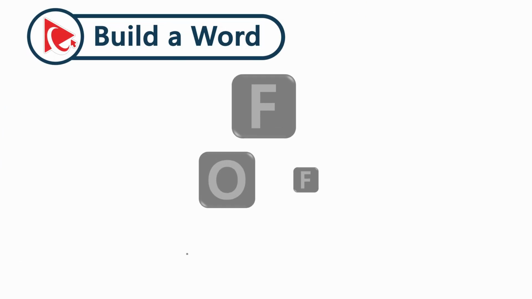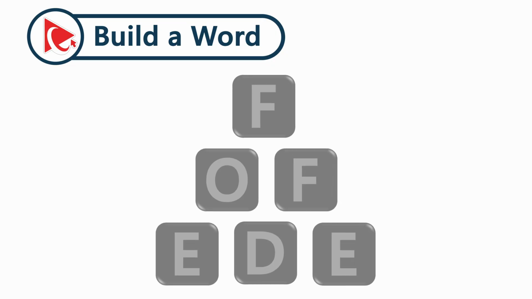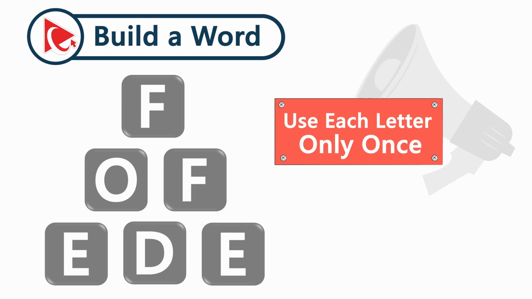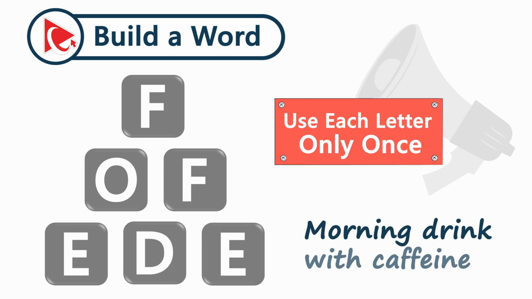You're presented with 6 letters, and you need to build a word by using each letter only once. The letters are F, O, F, E, D, E. And to make sure you get it 100%, here's the hint for you. It's a morning drink with caffeine.